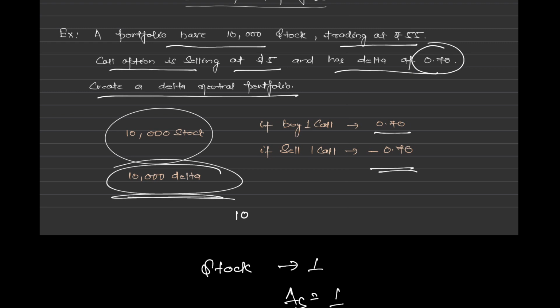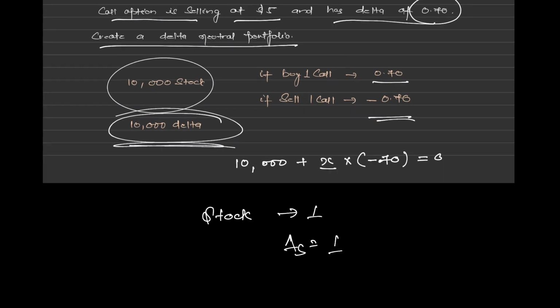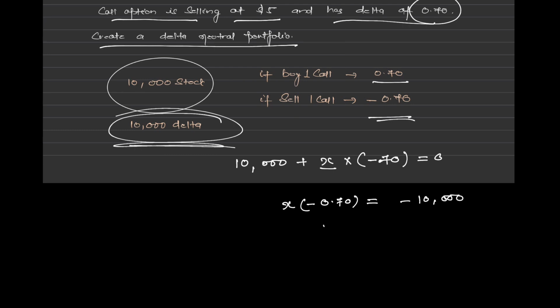So if I keep on selling the call, I will have more negative delta that will compensate the 10,000 positive delta. So 10,000 plus X, the number of calls I will sell, into negative 0.70 equals 0. So X into 0.70 equals minus 10,000. So X is equal to 10,000 divided by 0.70.